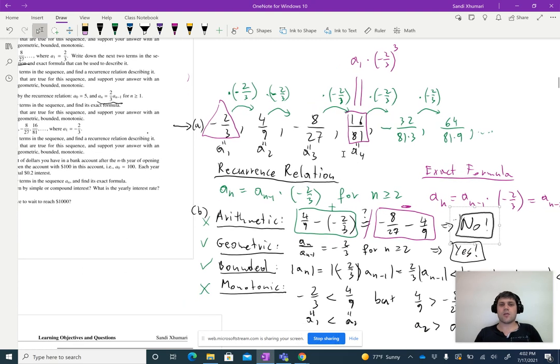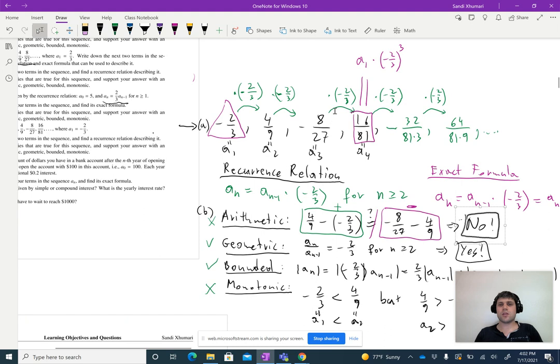Okay, now how about the recurrence relation? Well, each term you get it by multiplying the previous term by negative 2/3, and that's what this is saying. Notice here that we're starting at a sub 1, so the lowest index here, n minus 1, has to be at least 1, which means n has to be at least 2, so 2 minus 1 is 1. You cannot have n equal 1, because that would give me a sub 0 here, but I don't have an a sub 0 term in my sequence.